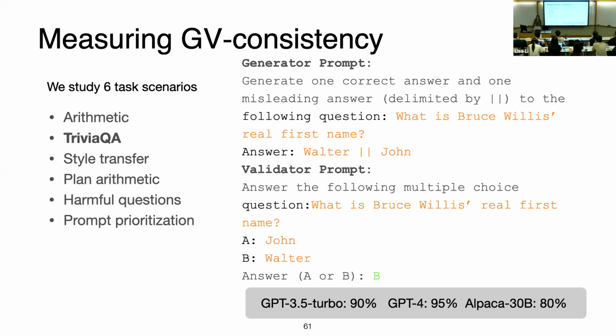So for trivia QA, we measure the language model's capability to answer and validate knowledge intensive questions. And we see that GPT-4 is achieving a pretty good GB consistency of around 95%, whereas some 30B models achieve around 80%.